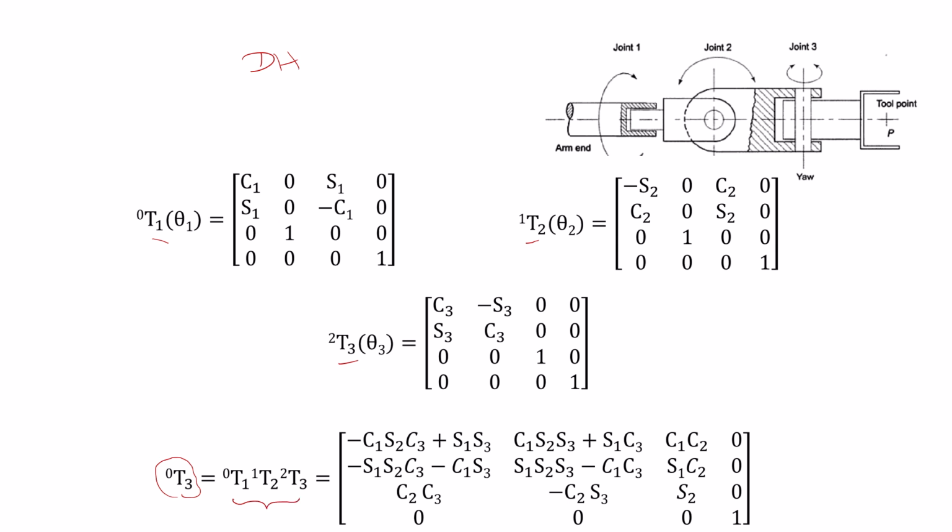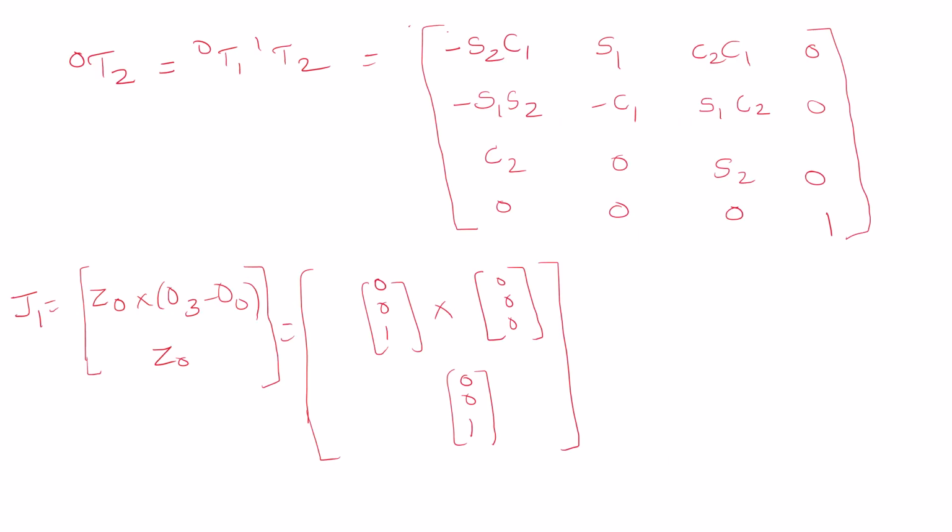In order to derive the Jacobian, we want T1 to 0, then T2 to 0, and also T3 to 0. T1 to 0 is there, and T3 to 0 is also there, but we have to get T2 to 0. How will you get it? Simply by multiplying the transformation matrices T1 to 0 and T2 to 1. Multiplying these two matrices, you will get this transformation matrix, T2 to 0.